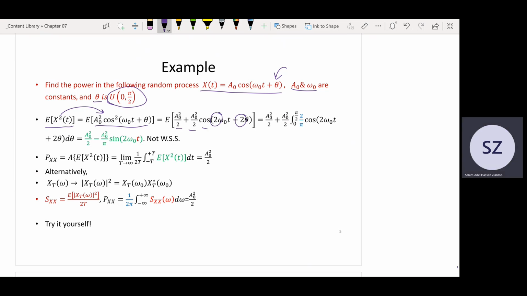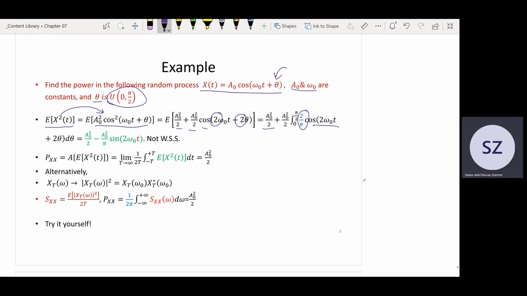Now, the expected value of A0 squared over 2, what is it? A0 squared over 2, because it's constant. The average of a constant is a constant. What about this one, the expected value of A0 squared over 2 cosine of 2 omega 0 t plus 2 theta? We will just write it as the expected value, which is the PDF multiplied by the cosine. To find the expected value is simply whatever is inside multiplied by the PDF and integrated over the range of the PDF, right? Clear, guys?